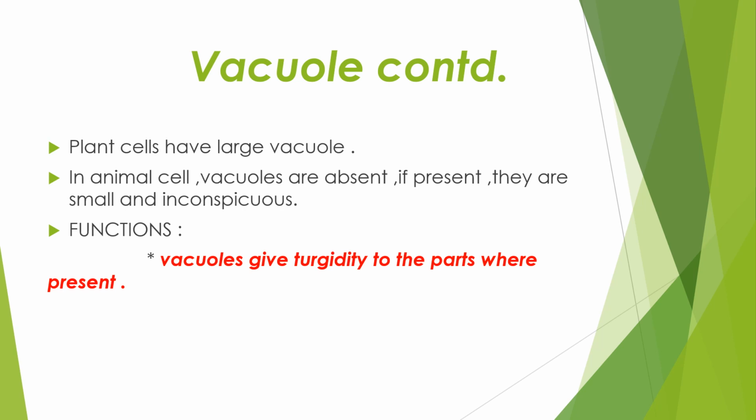The most important function of the vacuole is that it provides turgidity to the parts where it is present. Turgidity means it provides stiffness to the part wherever it is present. So the plant needs that stiffness to stand erect. That is why the vacuoles occupy the major portion of the cell in the plant cell, because they provide the turgidity, that stiffness, to the plant.